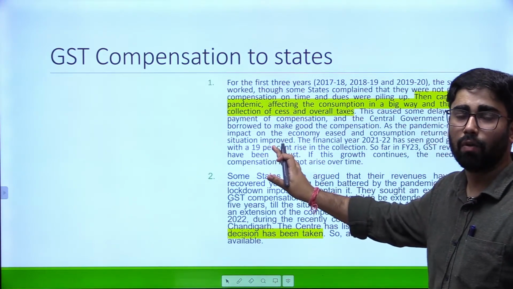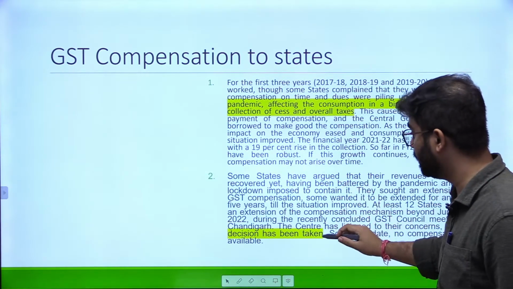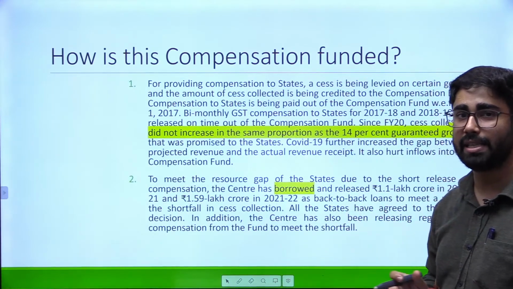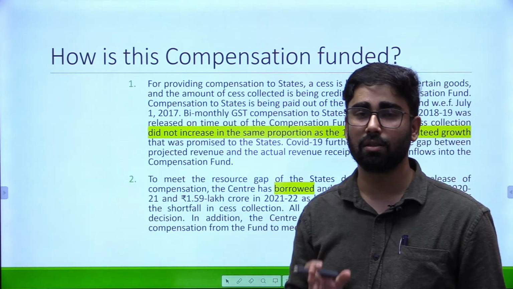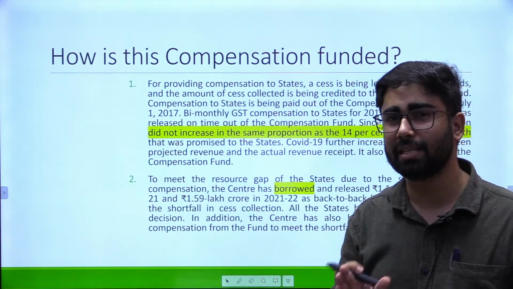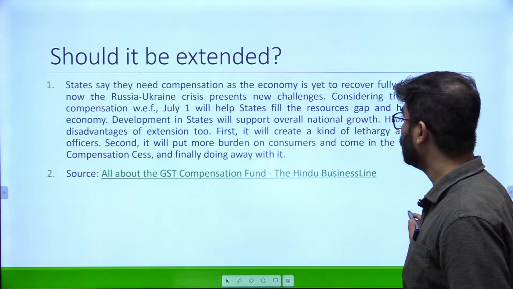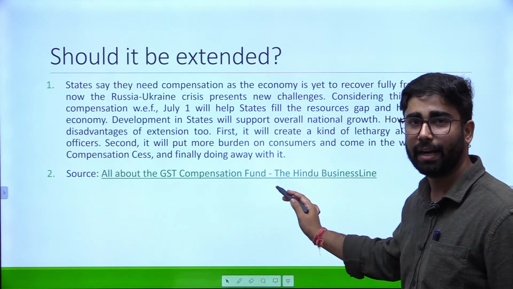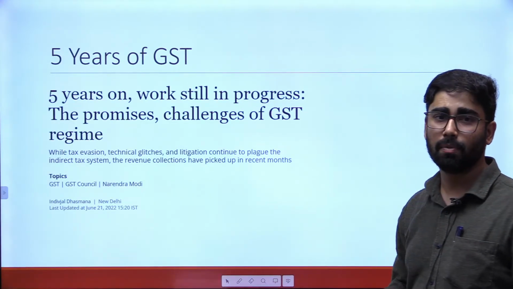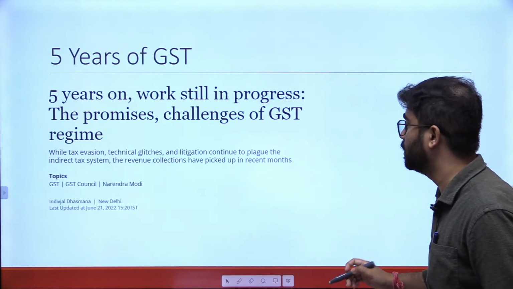During the COVID pandemic, states found it difficult to obtain their compensation from the center, so there was a dispute regarding that. Even now, at the 47th meeting, the states were asking the central government to continue with the compensation, but no decision has been taken. So should it be extended or not? You can read it later from this document because there are several reasons for and against extending it. It can come as a mains question as well.